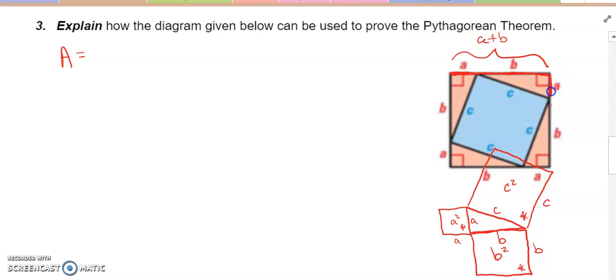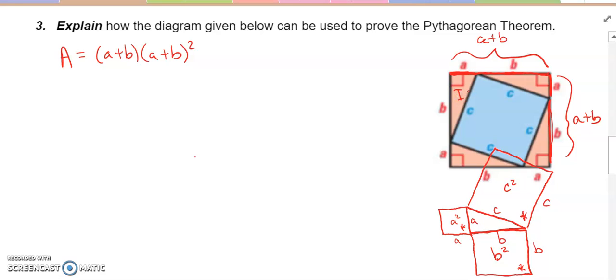Same thing over here. This side plus this side creates this whole side length. So we get A plus B for this side length. So I know that my area then is the side times the side for a square. So I've got A plus B times A plus B, or A plus B squared, however you want to write that. Okay. Another way that I can write area though is I can take all these pieces.